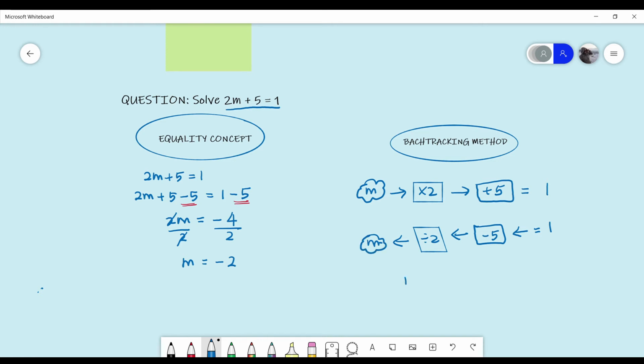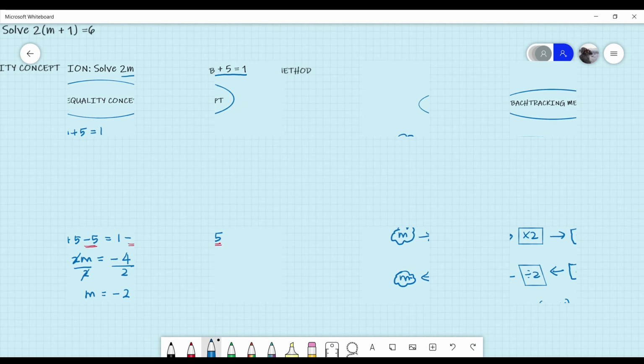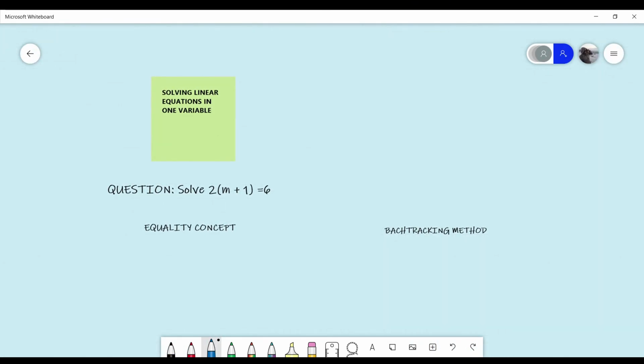So to get m, we use backtracking method. From 1, we minus 5 first, and then we divide by 2. 1 minus 5 is negative 4. Negative 4 divided by 2, then you have m is equal to negative 2. So you have the same answer using equality concept and backtracking method. Okay, so now let's look at another example.